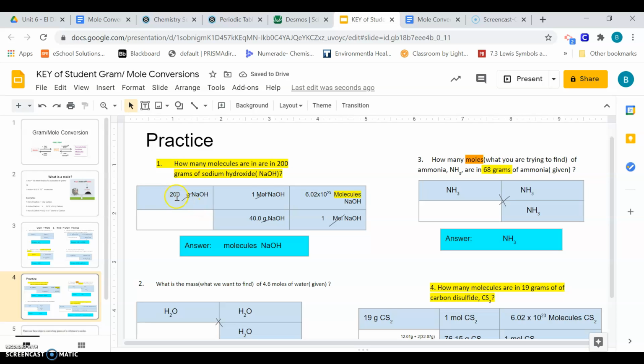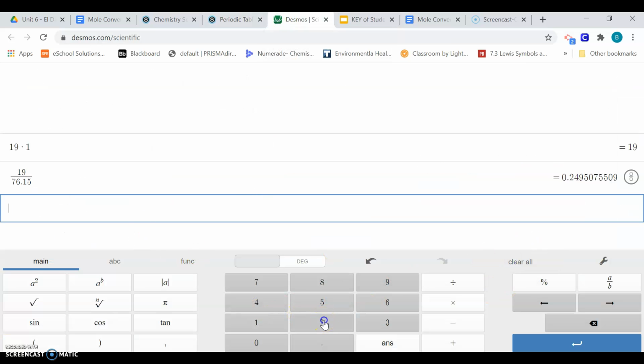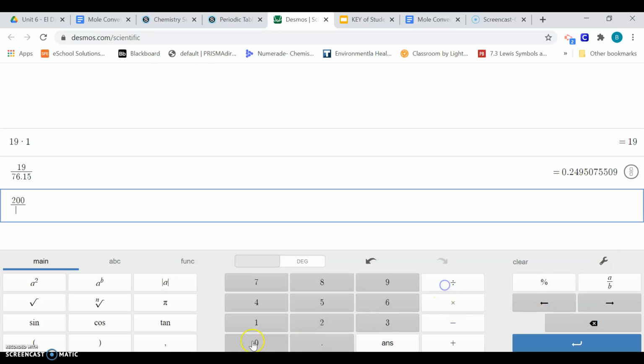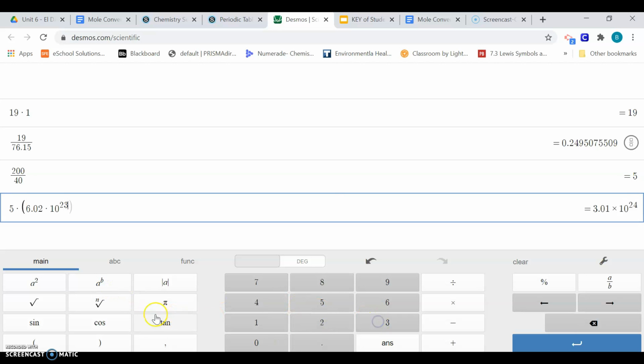You would do the same math. So 200 times 1 is 200, divided by 40 is going to give us 5, times Avogadro's number and divided by 1. We'll clear this. If we have 200 divided by 40, that gives us our 5. So 5 times Avogadro's number, 6.02 times 10 to the 23rd, and then we add our other parentheses. And our final answer is 3.01 times 10 to the 24th.